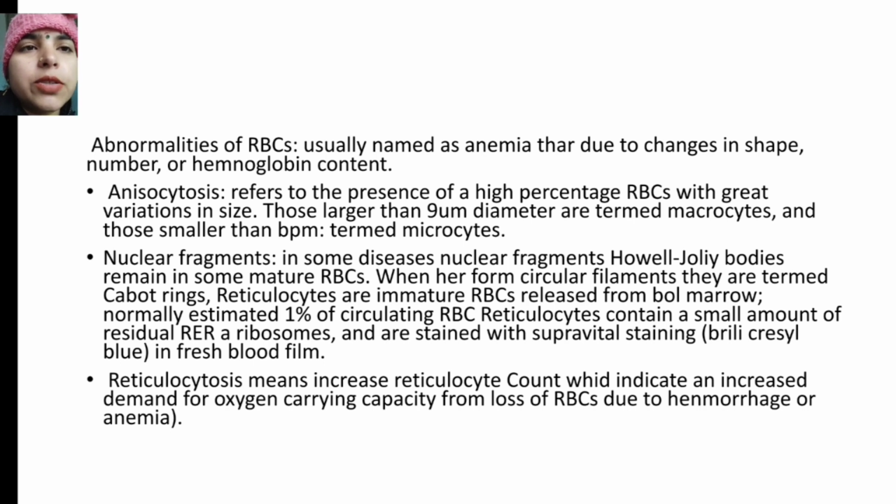Abnormalities of RBCs are usually named as anemia due to change in shape, number or hemoglobin content. Anisocytosis refers to the presence of a high percentage of RBCs with great variation in size. So these are the abnormalities of RBCs.